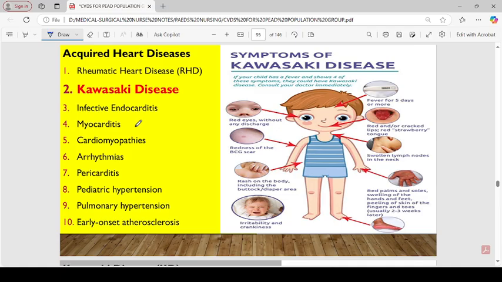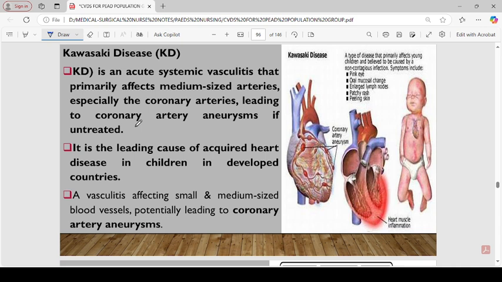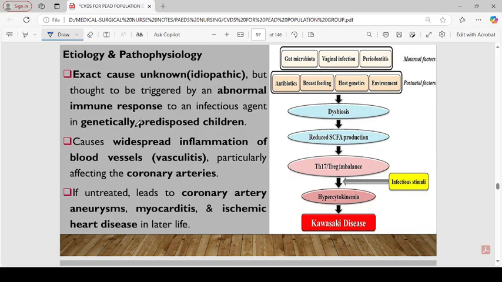We can look at Kawasaki disease. This is an acute systemic vasculitis that primarily affects medium-sized arteries, especially the coronary arteries. And this normally leads to coronary artery aneurysm if untreated. This condition is the leading cause of acquired heart disease in children in developed countries. So it is a vasculitis affecting small and medium-sized blood vessels, potentially leading to coronary aneurysm.